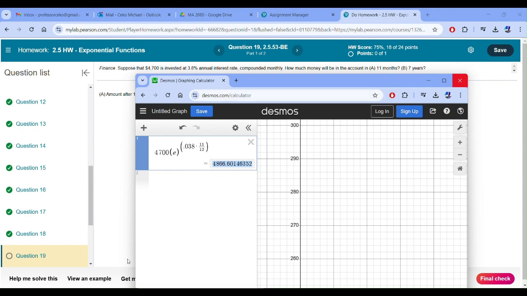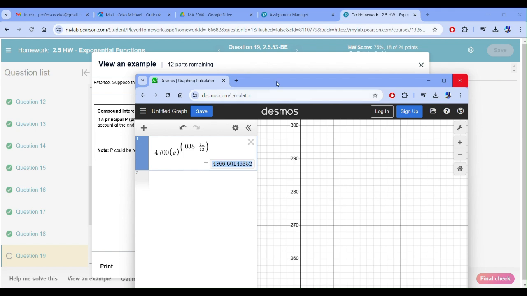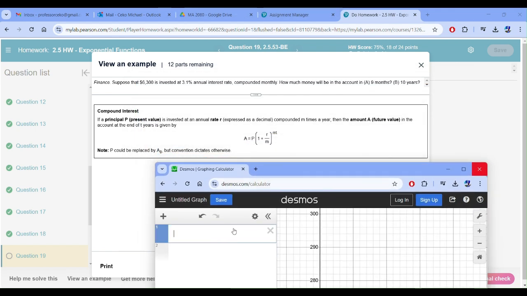Cancel. The formula is P times 1 plus... I need this. Okay. It's a different formula. The formula is my principal, so I'm just going to write this: P, parentheses, 1 plus the fraction rate divided by m, close that, raise that to the m times t, right?